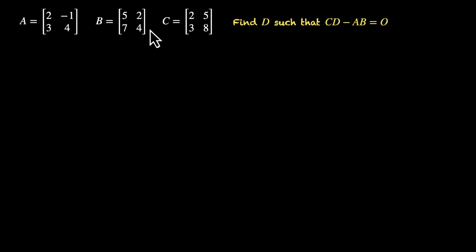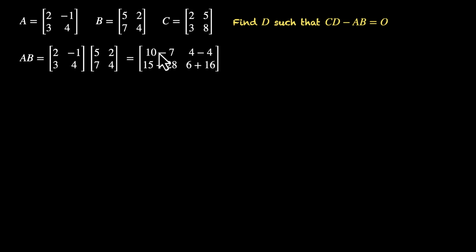Let's first find AB. So A times B, that's going to be 2, minus 1, 3, 4 times 5, 2, 7, 4. So this becomes 2 times 5, 10 minus 7, 4 minus 4, 15 plus 28, and then 6 plus 16. So this becomes 3, 0, 43, 22. 15 plus 28 is 43, and 6 plus 16 is 22. So AB is 3, 0, 43, 22. This is also the product CD.